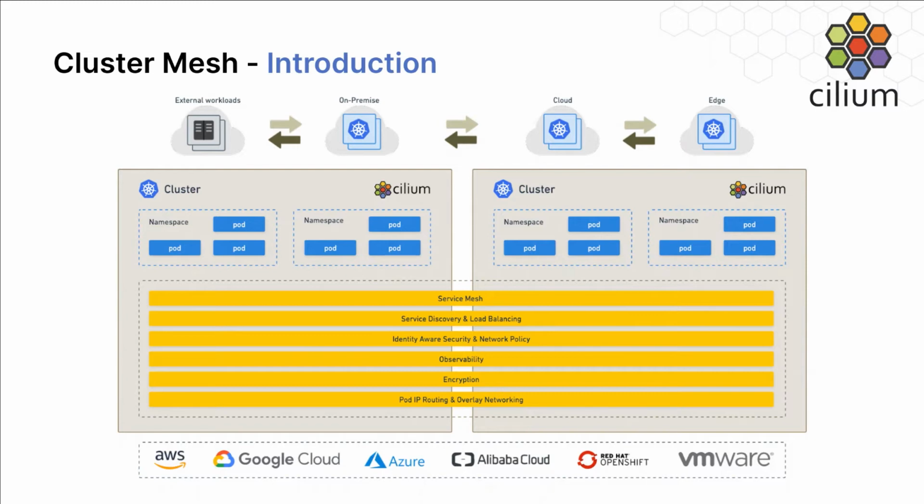Can be multiple on-premise clusters, or connectivity between on-prem and a cloud environment. So for example, you want to provide burstability for your workloads on-prem to a public cloud solution such as EKS, or it can be across cloud providers, or in some cases, it can also be edge cluster kind of topologies, depending on what you need. And what you can then use on two or more clusters is service mesh capabilities, load balancing, identity-aware security and network policy, observability as well, encryption between nodes across clusters, pod IP routing, and overlay networking between clusters.